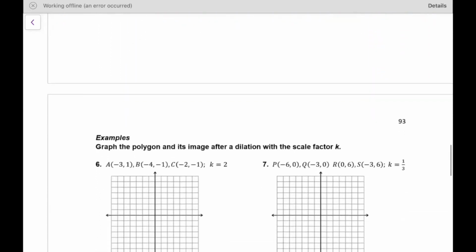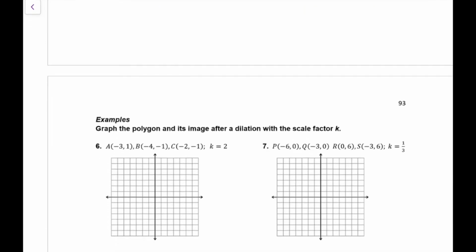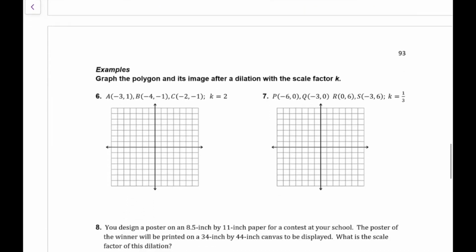Now looking at example 6, we have 3 points. We have the point -3, 1, -4, -1, and -2, -1. So we're going to just go ahead and plot these 3 points. We have A, B, and then C was the -2, -1.